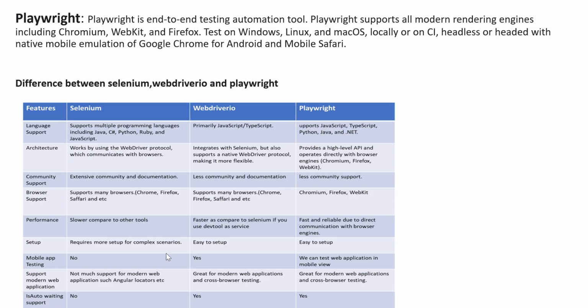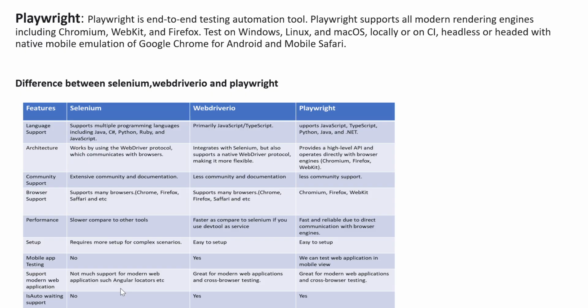WebDriver and Playwright are easy to set up. Mobile app testing is not supported by Selenium, while WebDriver supports it. One advantage of WebDriver is mobile app testing, where we can test hybrid and native web apps. Playwright does not support mobile app testing. However, we can simulate Chrome web browsers on mobiles using Playwright. That is one of the advantages compared to Selenium.